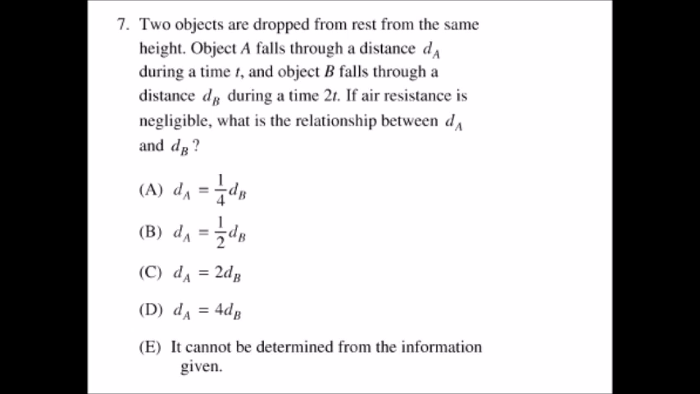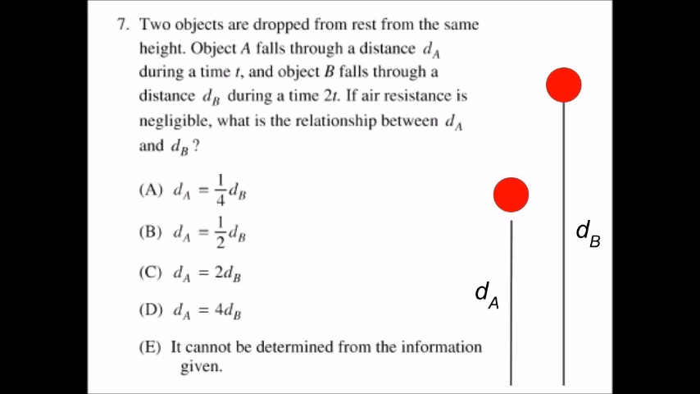Number 7. Two objects are dropped from rest at the same height. Object A falls through a distance dA during time t. Object B falls through a distance dB during time 2t. If air resistance is negligible, what is the relationship between dA and dB? I'm going to need a diagram, and I'm going to need an equation.